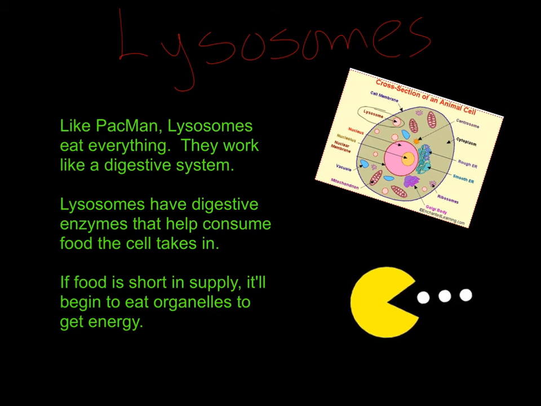So when the ER, the endoplasmic reticulum, is working on something and it creates these little packages, in these packages it has digestive enzymes. So it eats any kind of food that the cell starts to take in. There are times, however, that food becomes scarce. When food is short in supply, the lysosomes will actually start to eat other organelles in the cell to get the energy that the cell needs so that it can carry out its functions, so that we can survive and do what we have to do as human beings.